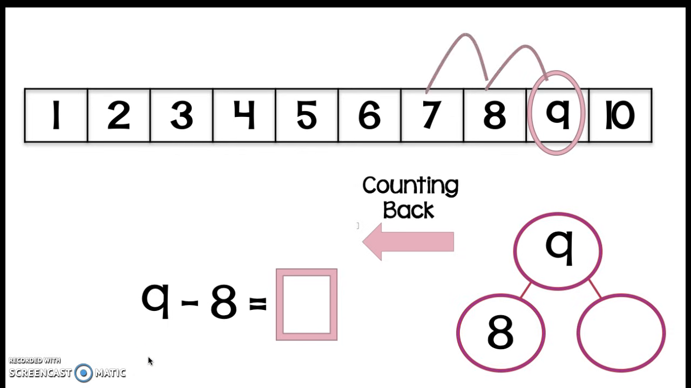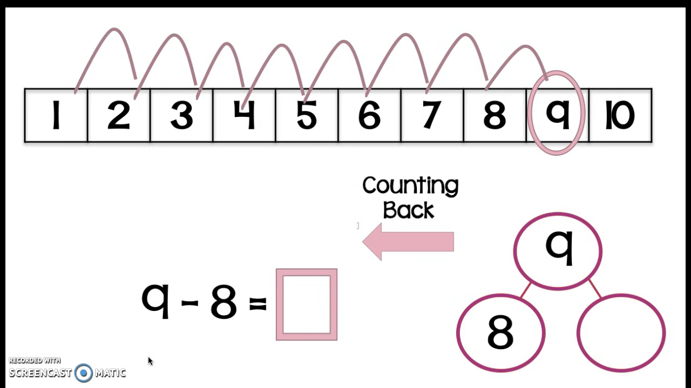1, 2, 3, 4, 5, 6, 7, 8. Whew, what a lot of jumping. All right, where did we end up? Excellent, we ended up at 1. So the answer 1 would be the other part. So my answer would be 9 minus 8 equals 1. That's how I could solve that problem written exactly how it is with counting back.